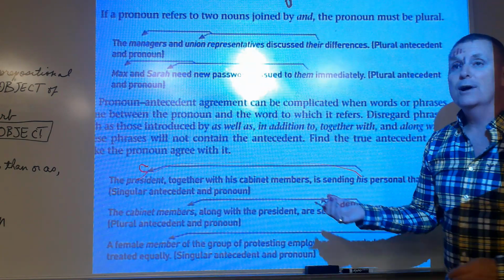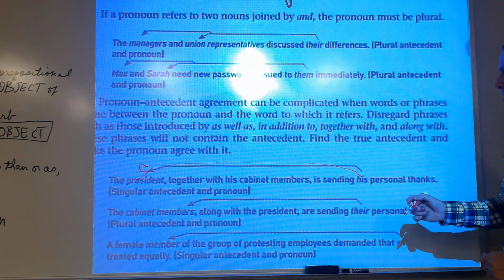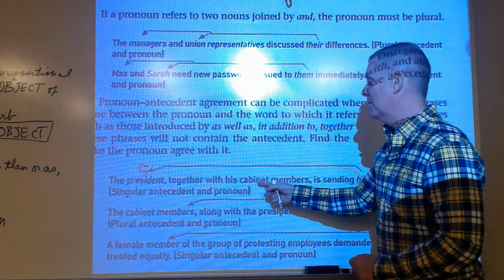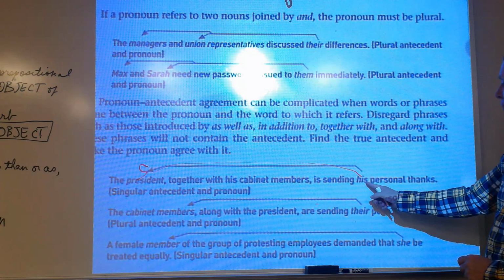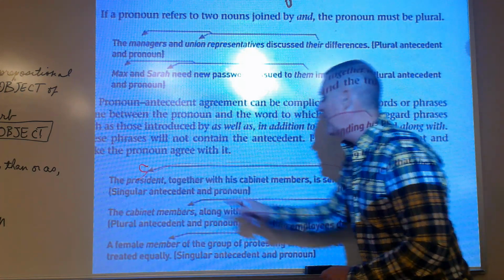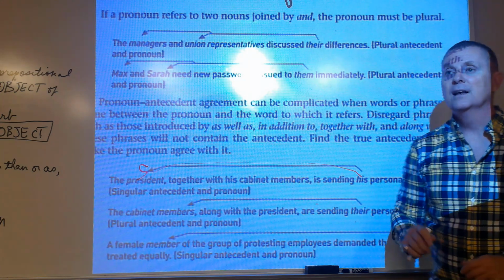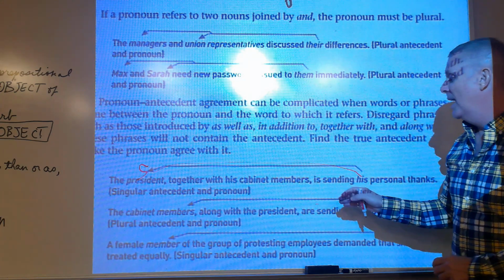Now, I don't know if the president is male or female, so it does, right here in the parenthetical statement, say his cabinet member. So I'm going to use a singular pronoun, his. The president is sending his personal thanks. So that helps me out.